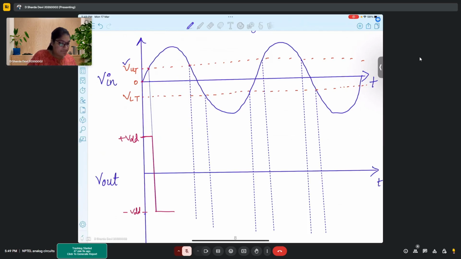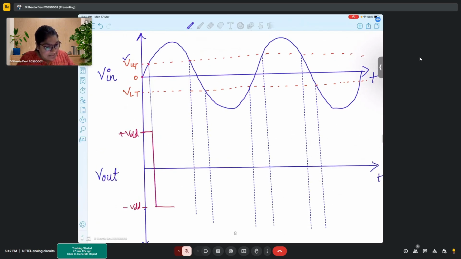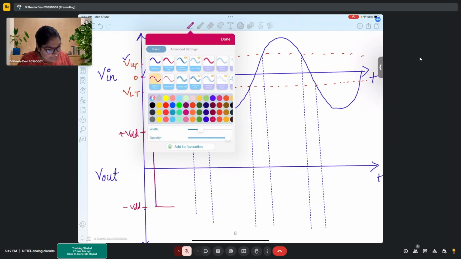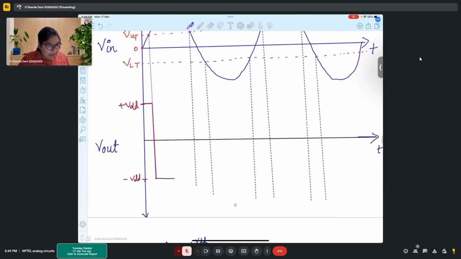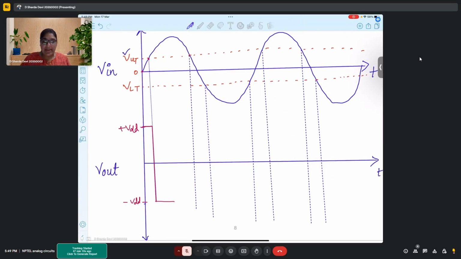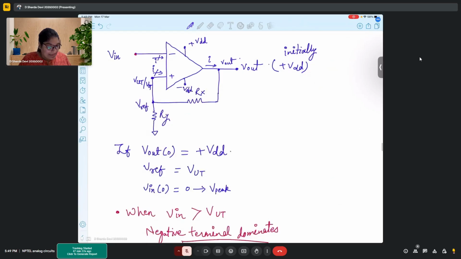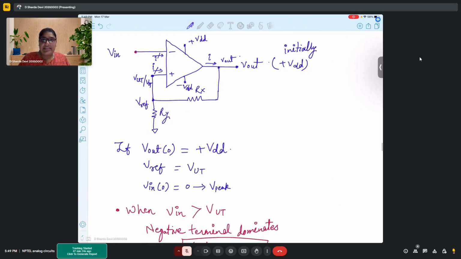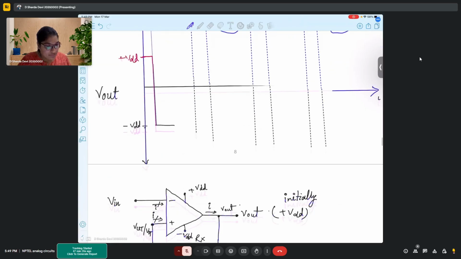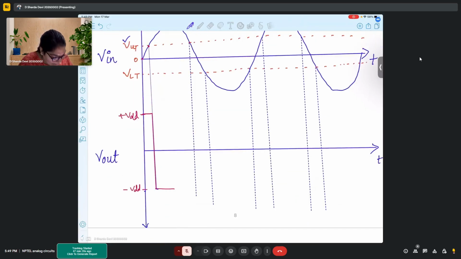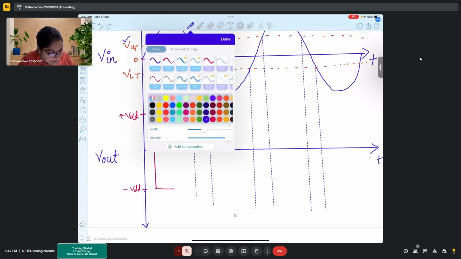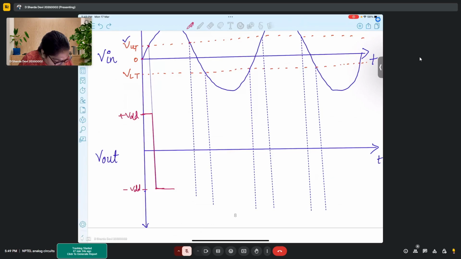Okay, this much is sufficient. So yes, we said that our output has changed to minus VDD, and that is the situation when Vin is greater than VUT. So until Vin is greater than VUT, our output is at minus VDD, right? So this is my output.